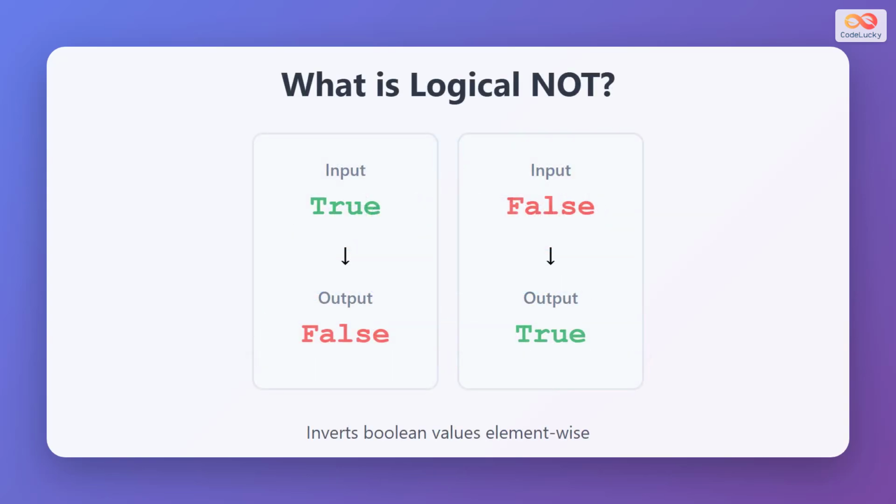Let's understand what logical NOT means. Logical NOT is a simple operation that inverts Boolean values. When you apply logical NOT to true, you get false. When you apply it to false, you get true. It's essentially flipping the value to its opposite. This operation works element-wise, meaning it processes each element in an array individually.